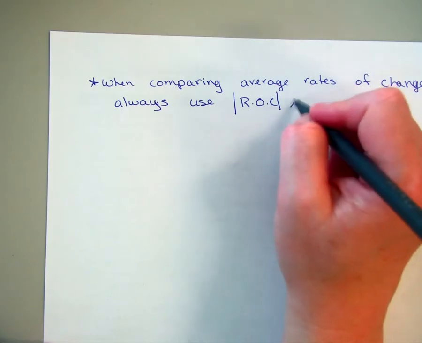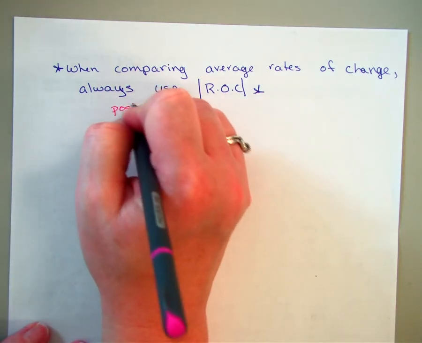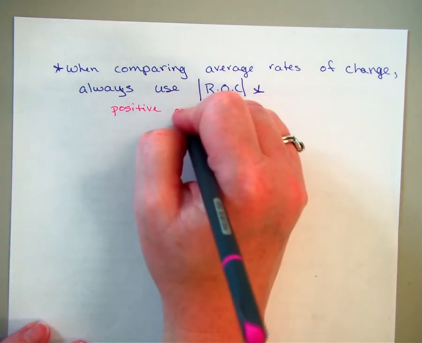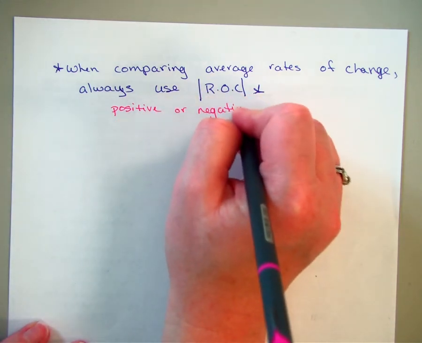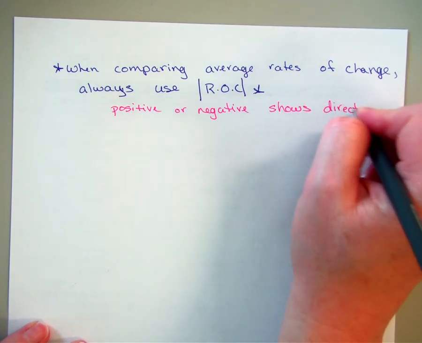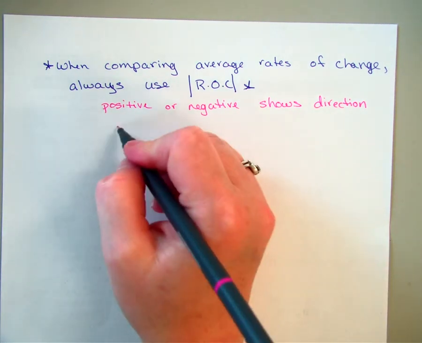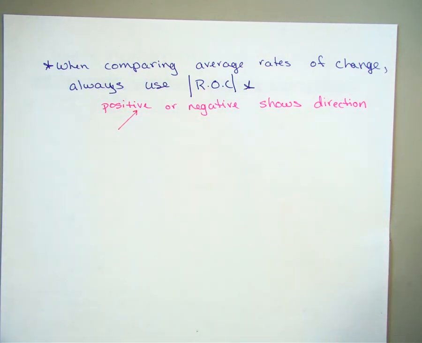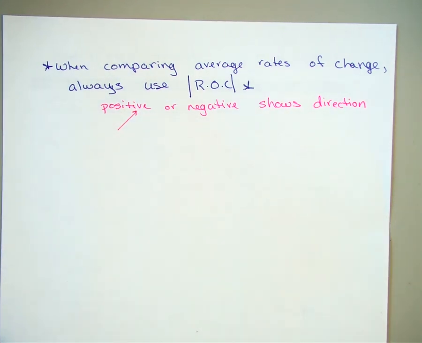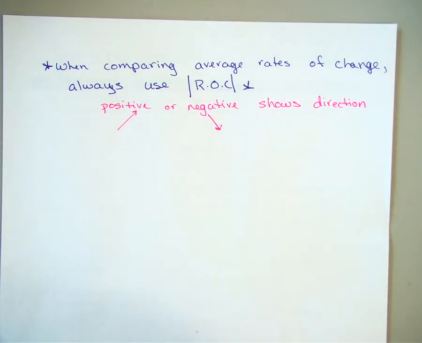Okay, when comparing the rates of change, always use the absolute value of the rate of change, because positive or negative just shows what direction it's going in. So if you have a positive rate of change, that just shows us that the graph is going up from the left to the right. If you have a negative rate of change, all that is showing us is that the graph is going down from the left to the right. So negative just simply shows us direction.